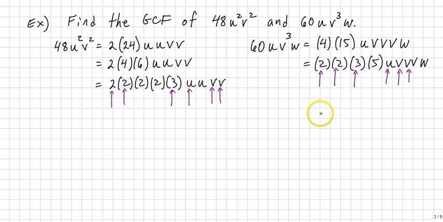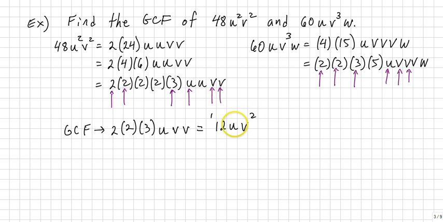There's no 5s. So our greatest common factor will be, write down everything they have in common. So it'll be 2 times 2 times 3 times u times v times v. And if we multiply that out, that's 12uv squared. So that would be the greatest common factor of those two things.